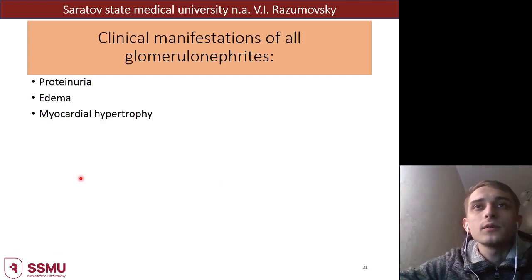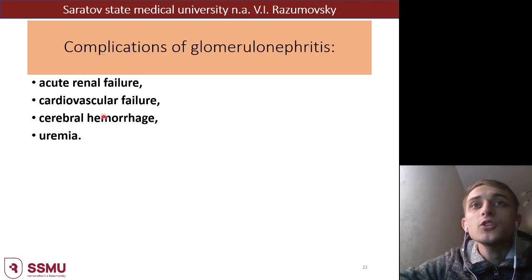All glomerulonephritis will manifest itself by three main syndromes: proteinuria, which is a presence of proteins in the urine, edema, accumulation of fluids in the soft tissues, and myocardial hypertrophy. Myocardial hypertrophy will be a result of disorders in arterial pressure regulation and increased functional activity of the heart, as a result of kidney function injury. Complications of glomerulonephritis may be associated with acute renal failure, cardiovascular failure, cerebral hemorrhage, and uremia.